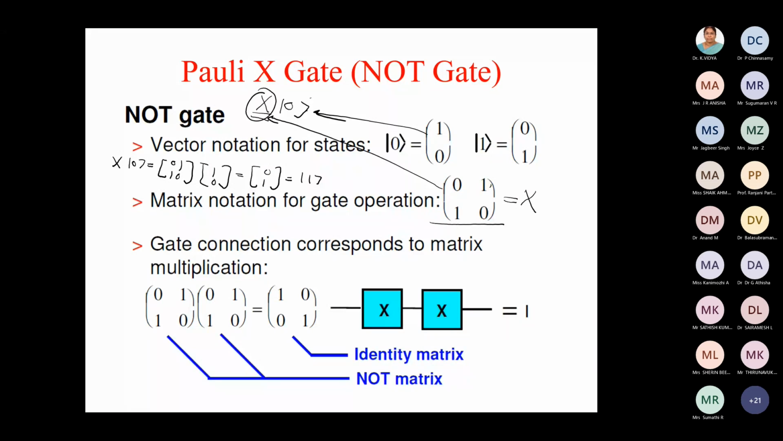Okay. So, and the property of this X gate is what? If you apply this X gate 2 times, then you will get the original identity matrix. So identity means original thing you will get. So this X gate is its self inverse, similar to our classical X gate. Okay. So this is invertible.